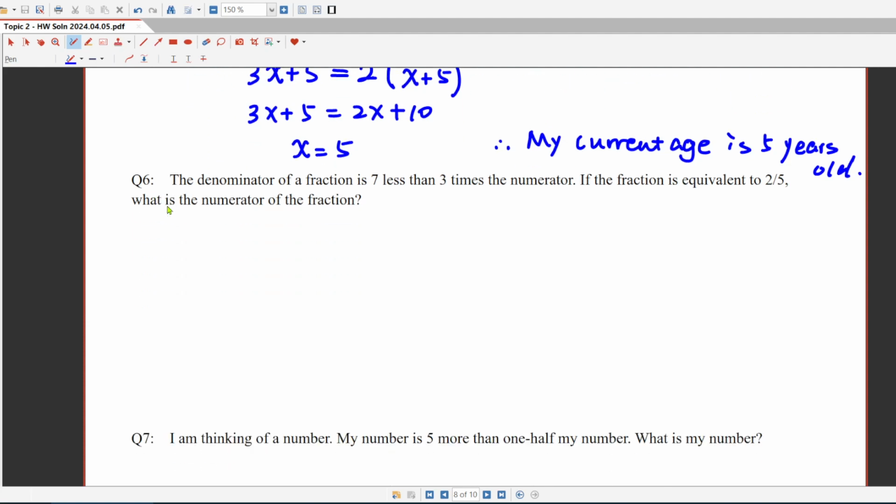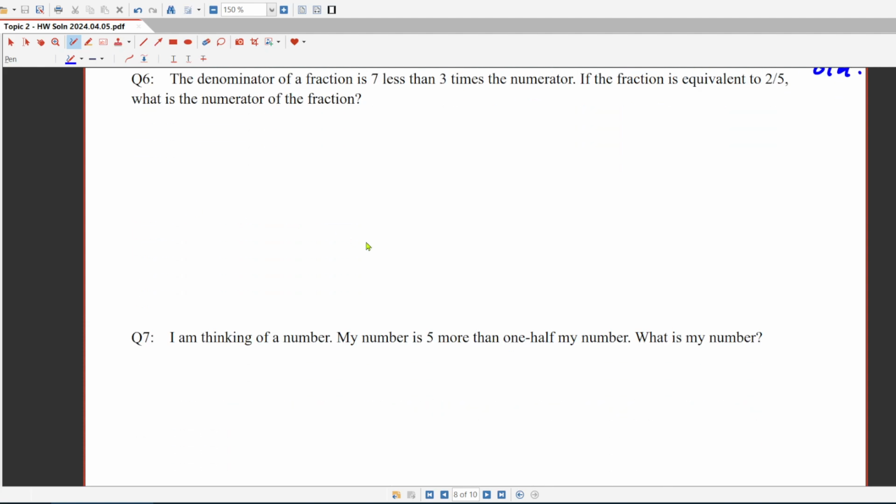Okay, if no questions, let's see the next one. Number 6. Denominator of a fraction is 7 less than 3 times of the numerator. If the fraction is equivalent to 2 over 5, what is the numerator of the fraction? Again, we can use the letter x to denote the numerator. So let x be the numerator of the fraction.